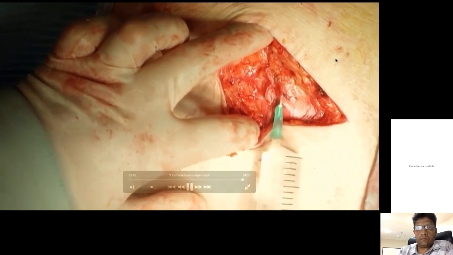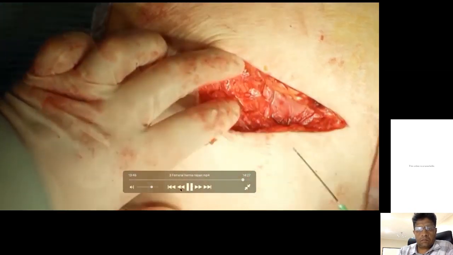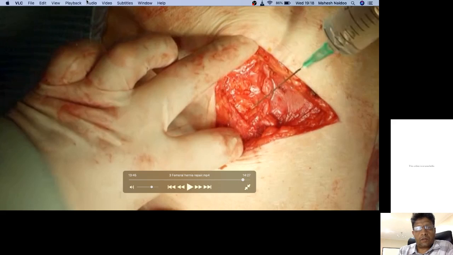Do it both sides just for completeness. She's a very thin rectus sheath, this lady. Okay, we're gonna stop there.